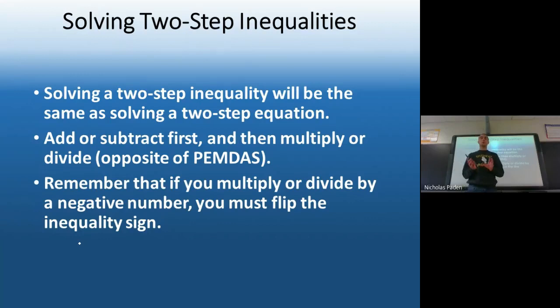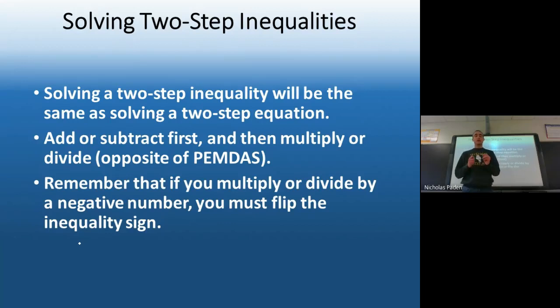So remember, we're going to do the opposite of PEMDAS. So we're going to add or subtract first. We're basically going to get rid of the number that's by itself. So not the number that's with the variable, but the number that's by itself. Add or subtract that first to get that off the same side, and then we'll multiply or divide to get the number away from the x.